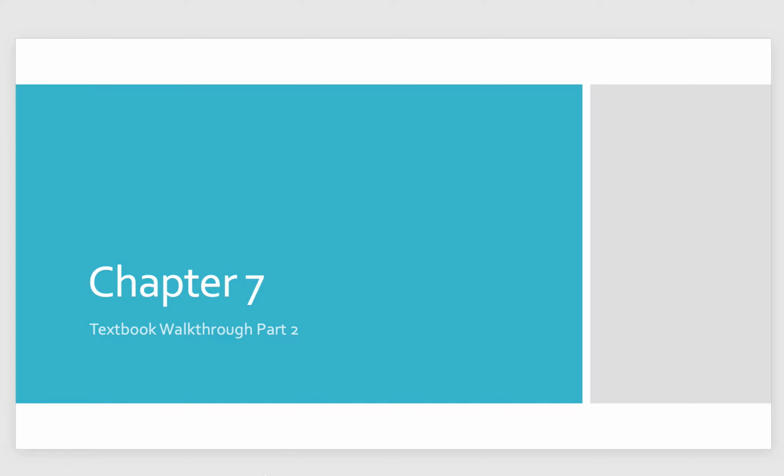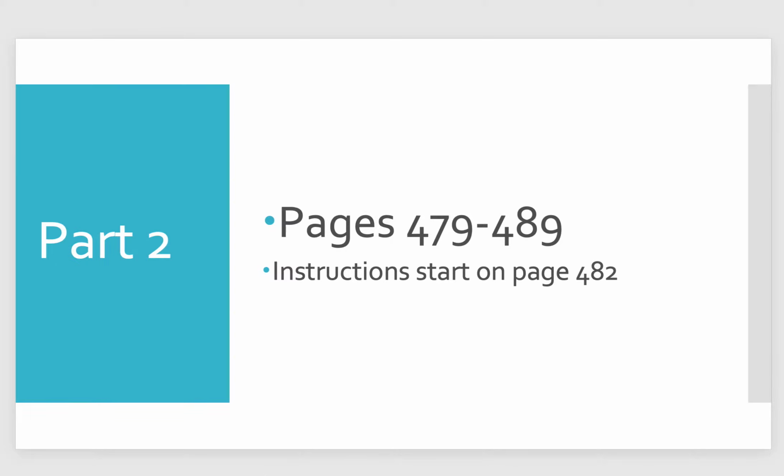We are back with another walkthrough looking at Chapter 7. This is the second part of Chapter 7. In this section, we're going to look at pages 479 through 489, so it's not a huge amount of content. Review the pages between 479 and 482, but there's no code that you need to type there. The code starts on page 482.